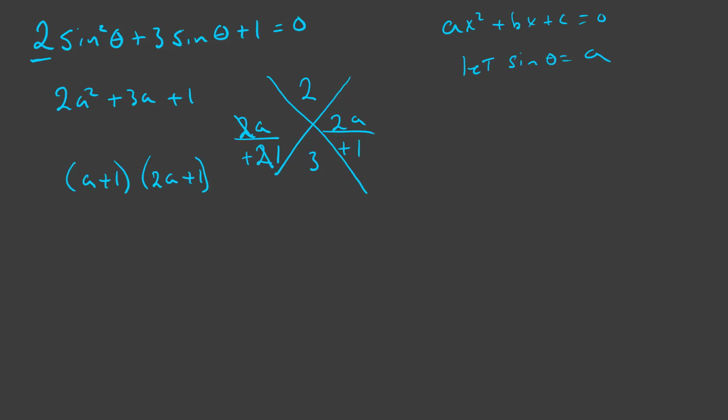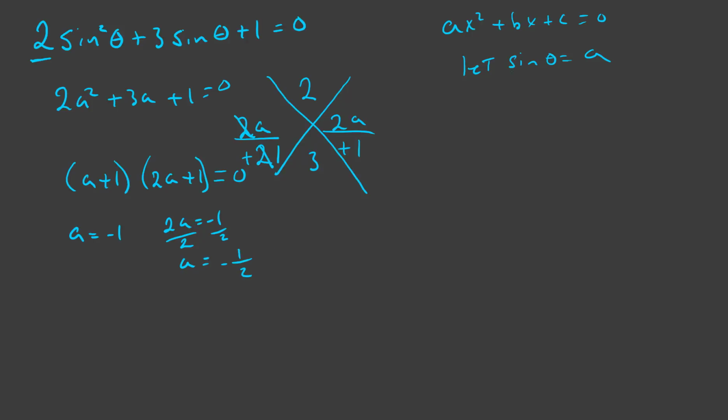And if we FOIL that back out, here we'll do this and I'll erase it. A times 2a is 2a squared. A times 1 is positive a. 1 times 2a is positive 2a. And 1 times 1 is 1. Combining like terms, 2a squared plus 3a plus 1. And that is what we started with, equals 0 here. So the factorization is correct. I can now solve these. a equals negative 1. 2a equals negative 1. Dividing by 2, I get a equals negative 1/2.